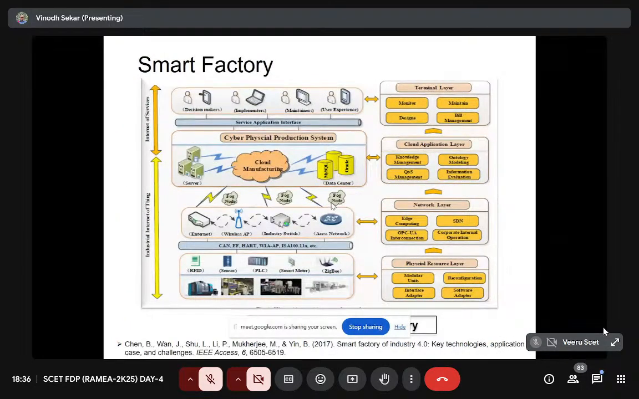Okay. This is how the architecture of a smart factory looks, wherein we have different layers in the smart factory. Starting from the terminal level layers, we have cloud application layers, network layers, and physical resource layers. We could see completely the digital twin of the products and process, and also the interfaces, the role of the communication networking protocols, the role of the Internet of Things and Industrial Internet of Things, and also the Internet of Services. They help us in a big way in the execution of a smart factory.